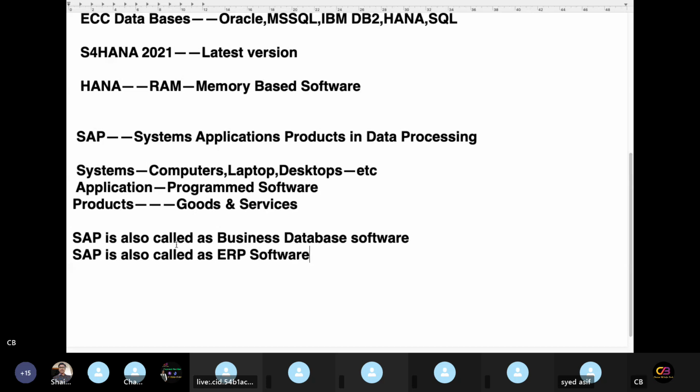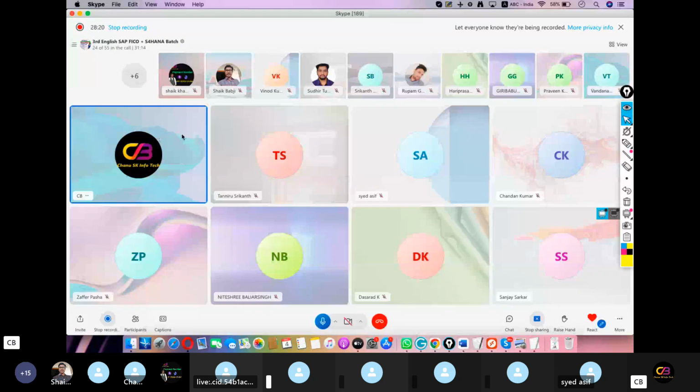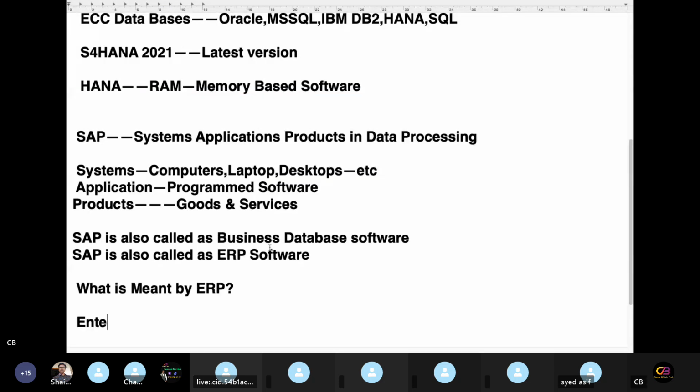What is meant by ERP? Why is ERP required? ERP stands for Enterprise Resource Plan. Tell me some examples of ERPs available in the market. JD Edwards, Microsoft Dynamics, Oracle, Sage, these are all examples of ERPs, right?